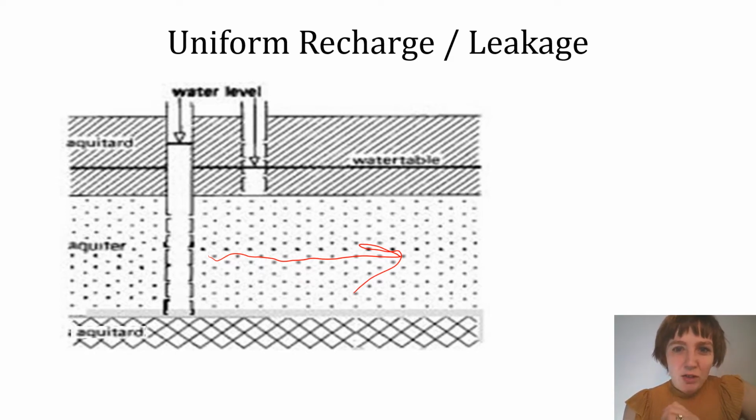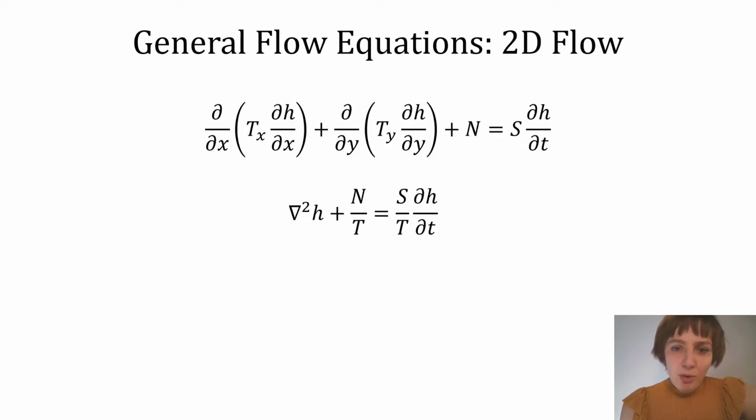Additionally, water is going to be added to or subtracted from the aquifer. That would be recharge. This would be leakage. And that is going to happen. It'll be pretty slow, but we're going to let that happen and see what the mathematics to describe this situation would be. Before we go any farther, it's time to review the general equations for 2D flow laid out in a previous video.